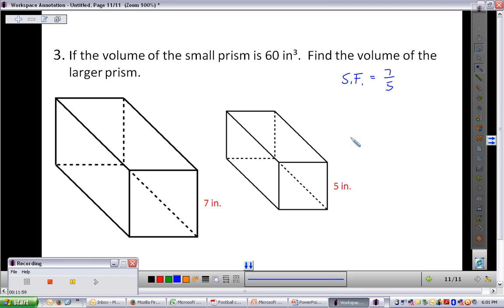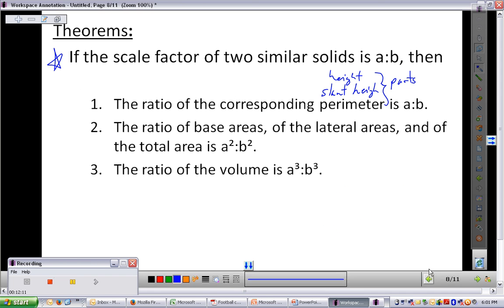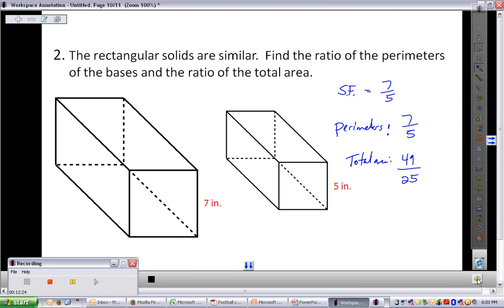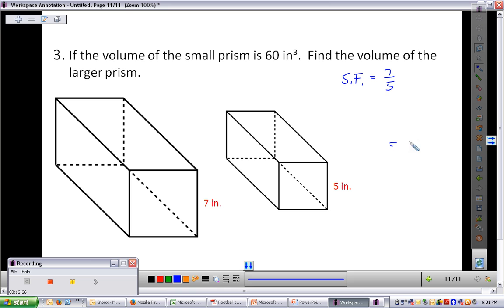Whenever we're going to find a missing measurement, whether it be area, volume, or slant height, whatever it is, we have to be talking about the same thing. Going back to this slide right here, again, talking about volume compared to the scale factor, which is A to B. Volume, again, down here is where I cube A and cube B. So I'm going to set up a proportion here. Something's going to equal, again, I put the smaller prism on bottom, so the volume of the small prism is 60. That's going to go on bottom. I'm going to put X on top.